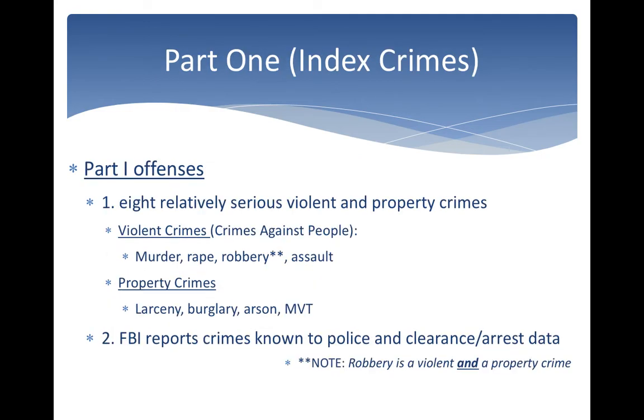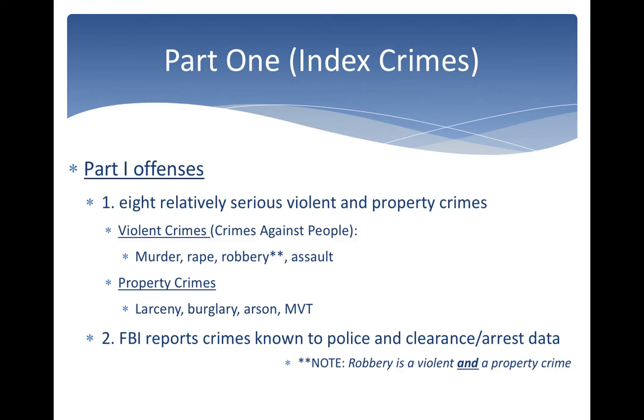The UCR is divided into two parts, Part 1 and Part 2, and Part 1 is referred to as index crimes. Index crimes consist of 8 major crimes, 4 property and 4 violent crimes. These are the relatively serious crimes and the things most people think about when they think of crime. Violent crimes are crimes against people: murder, rape, robbery, and assault. Property crimes include larceny, burglary, arson, and motor vehicle theft. Although arson data in the UCR is pretty limited, the best arson data is going to come from fire departments.